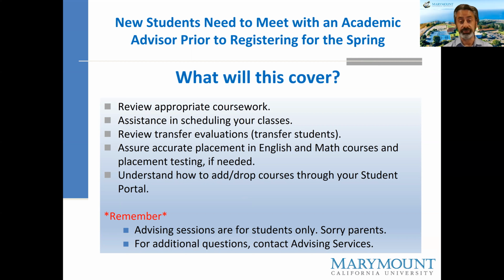They'll provide assistance in scheduling your classes. We do that online through the student portal, so they can walk you through that process. Reviewing transfer credit, and so understanding not just what you've taken, but how that figures into your academic plan here at Marymount. Assuring accurate placement. If you're in an English or math class that you need for your degree, if a placement test is necessary or available, you want to understand that, and they'll explain to you how and when to take those placement tests.